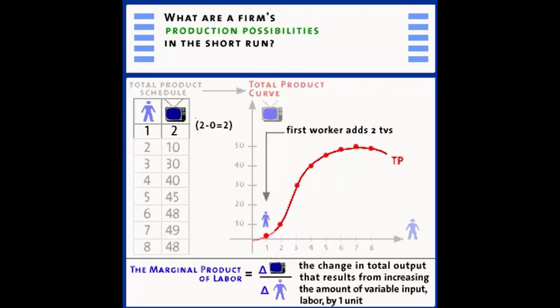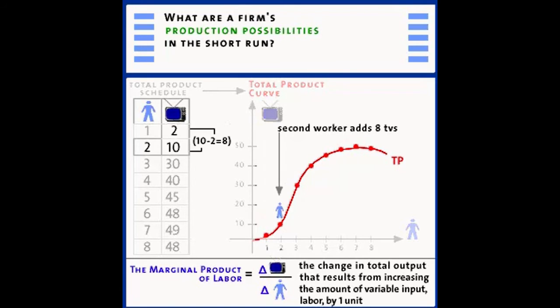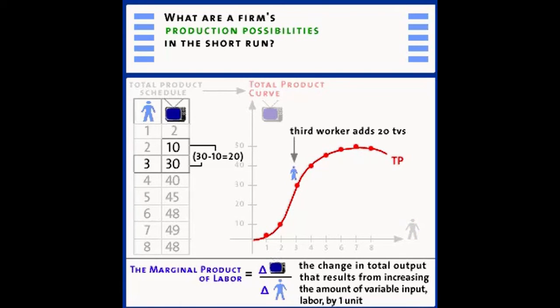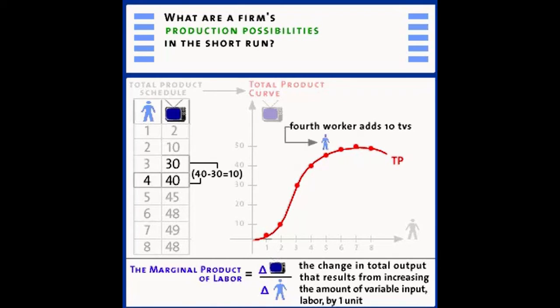The third worker now brings the total up to 30. 30 minus 10 is an additional production of 20 units. That third worker has a marginal product of 20 televisions. If it were not for the third worker, we'd be back with 2 workers and 10 televisions. So the third worker adds 20. The fourth worker then adds 40 minus 30, or 10. The marginal product of the fifth worker is 45 minus 40 televisions, or 5.